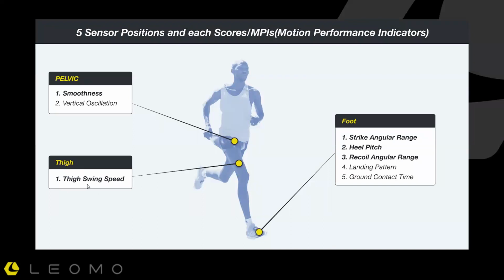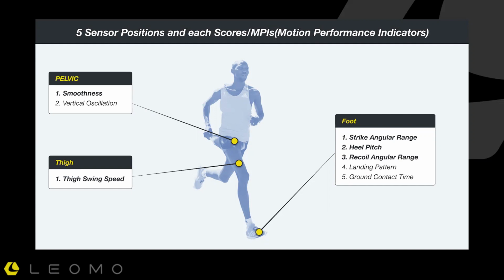On the thigh, we have the thigh swing speed, and from the foot, we have a whole lot of information that we can gain: strike angular range, heel pitch, recoil angular range, landing pattern, ground contact time. The bold values here are the LEOMO MPIs. These are things that we have not really ever seen in the past. These are totally new metrics. These have not been done before.